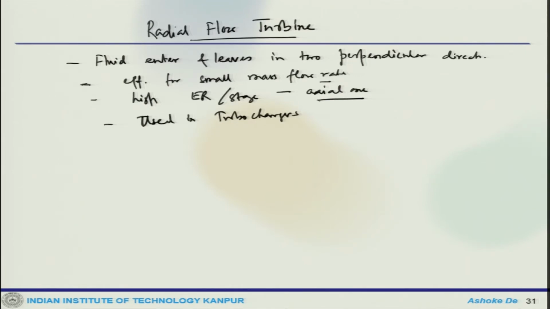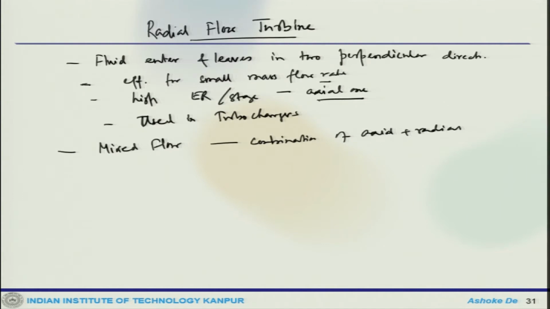expanders. Okay. Now, apart from the radial there could be another type, which is called the mixed flow machine or mixed flow turbine. Okay. So, that is characterized as a combination of axial plus radial type. Okay.